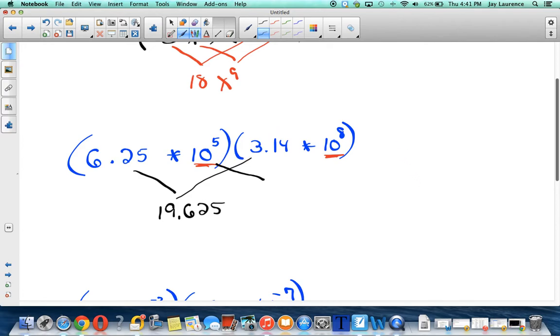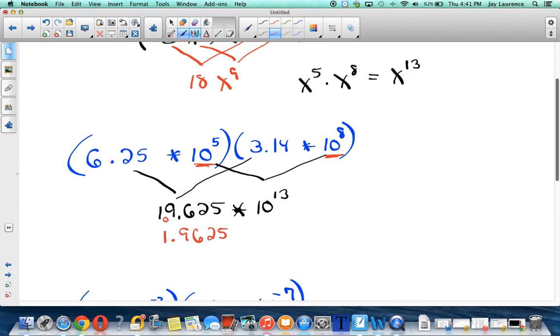Now I'm going to multiply the tens, the 10 to the 5th times 10 to the 8th. Well, if x to the 5th times x to the 8th is x to the 13th, then this must be, times, I should do the star actually, 10 to the 13th. Now the problem is I'm not in scientific notation. I have the decimal point here, I need it to be there. So I want to change this to 1.9625. I'm not going to round, I don't like to round very often, unless the problem tells me to.